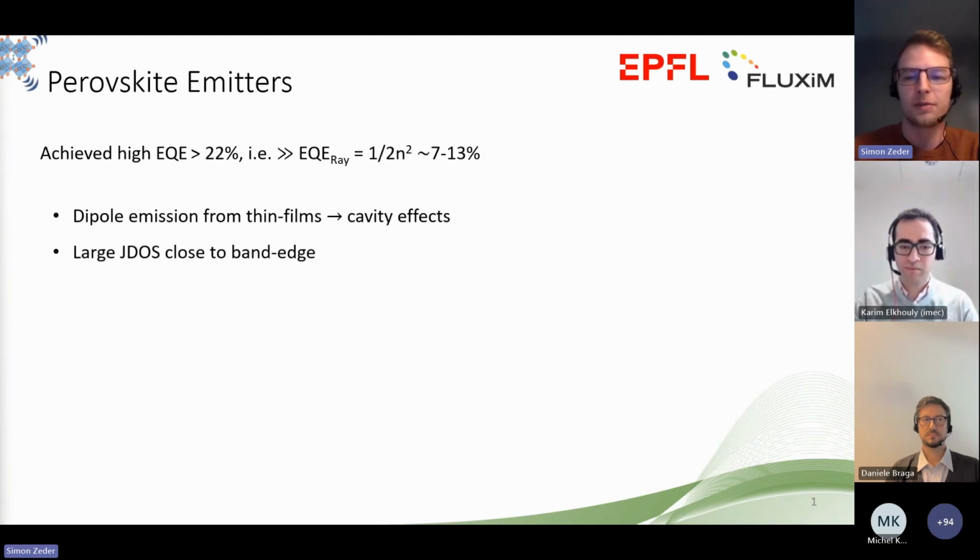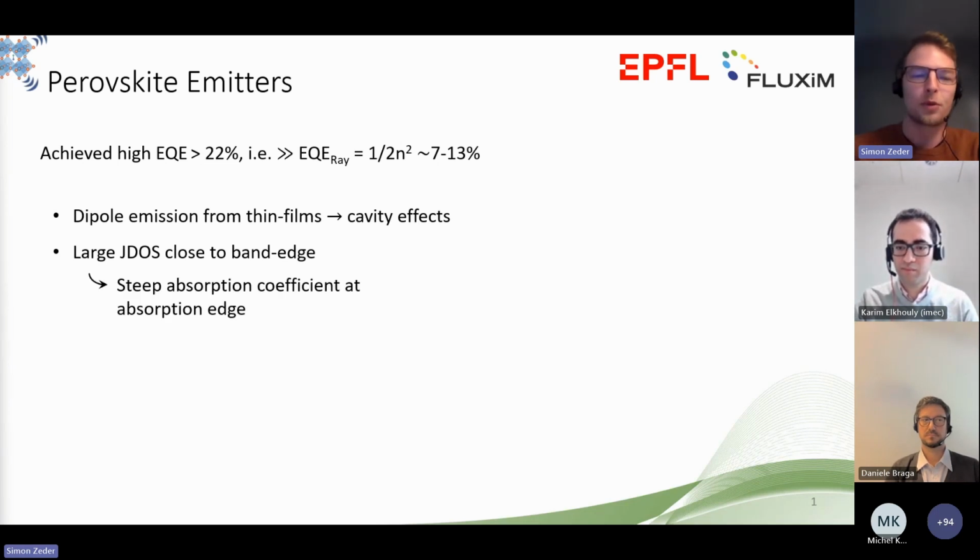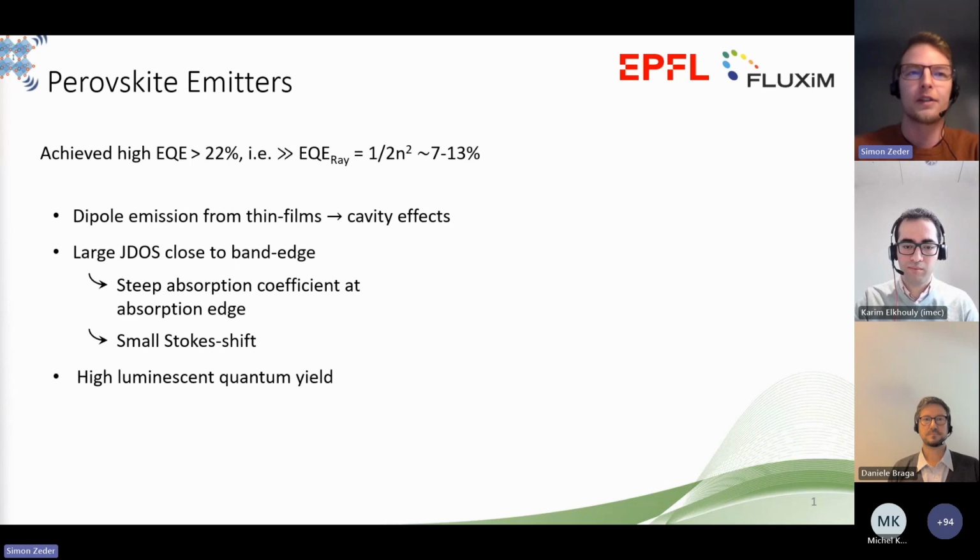joint density of states close to the band edge, which leads first to a rather steep absorption coefficient at the absorption edge, and therefore also to a relatively small Stokes shift, so absorption and emission spectra which are rather close in energy. Further, perovskites have a relatively high luminescent quantum yield due to defect formation energies, which inhibit deep trap states. And finally, they also have relatively high charge carrier mobilities with more band-like than hopping transport.